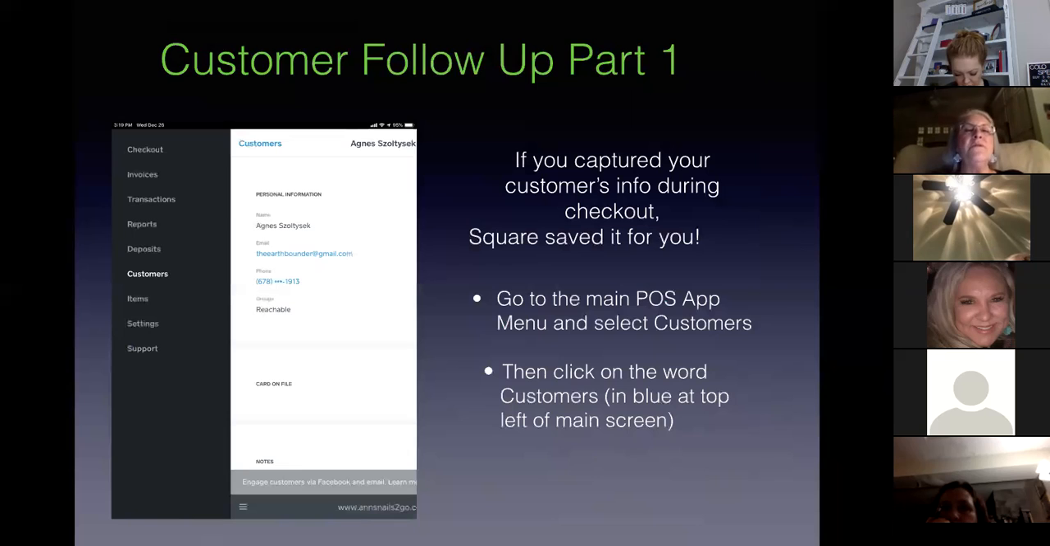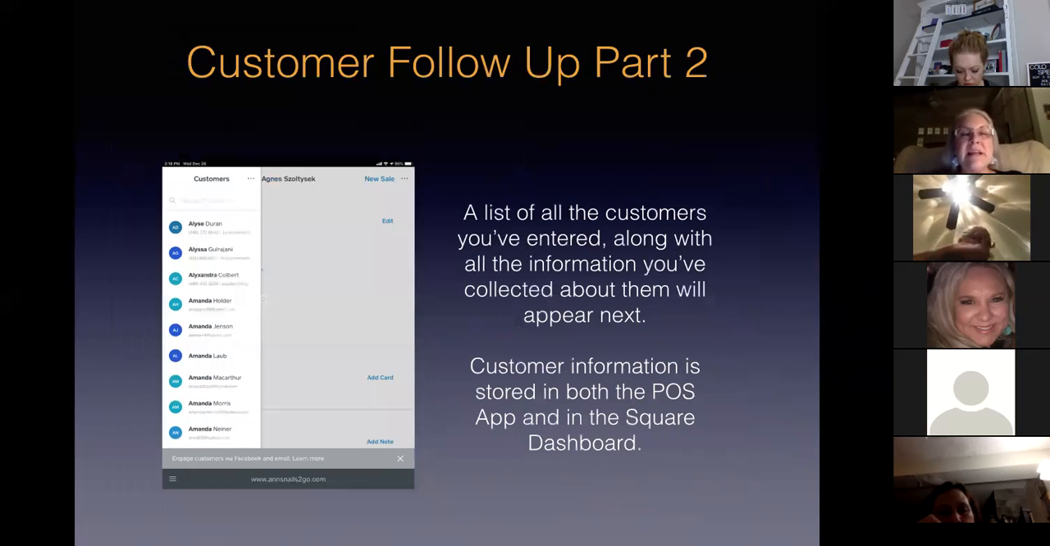If you captured your customer's information during checkout, I talked to you about that, Square saved it for you. Now let's say you want to do follow-up. Go to the main point of sale app menu and select customers. Then click on the word customers above, in blue at the top of the main screen, and a list of all the customers you've entered, along with all the information you've collected about them, will appear.